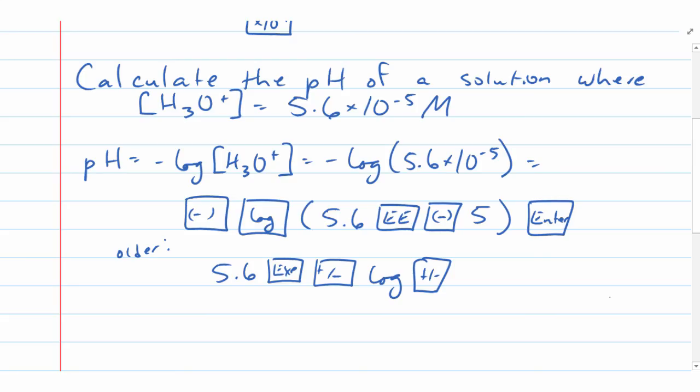Negative log of 5.6 E negative 5. And once I do that, you should be getting 4.25 something. Make sure that you get 4.25 something. You can get that on your calculator. Okay, 4.25 is this pH.